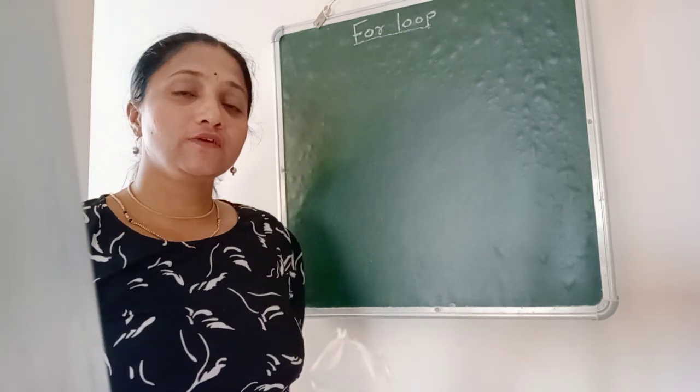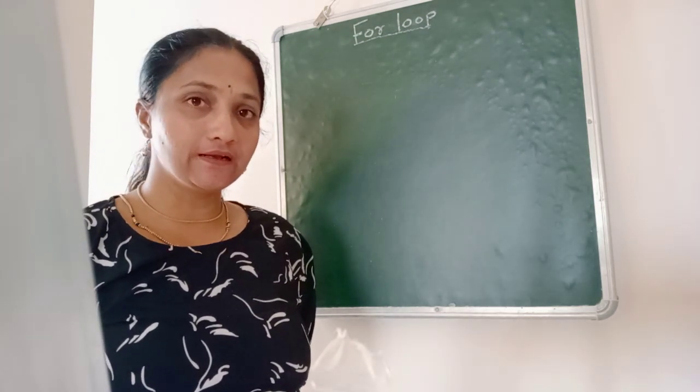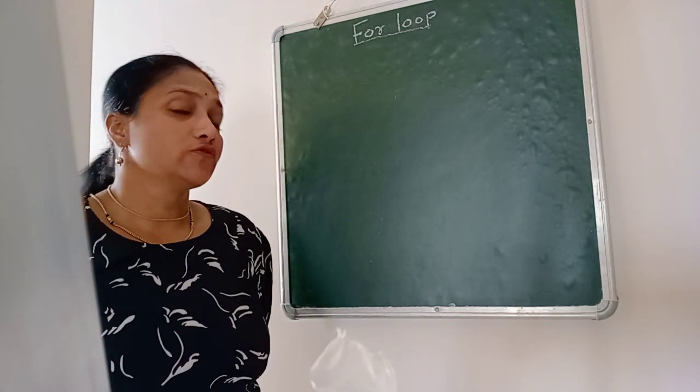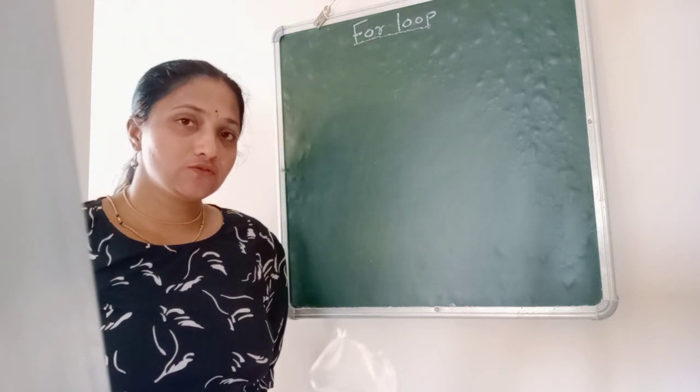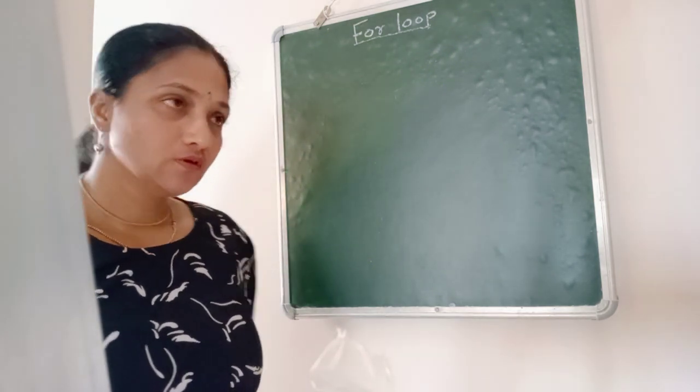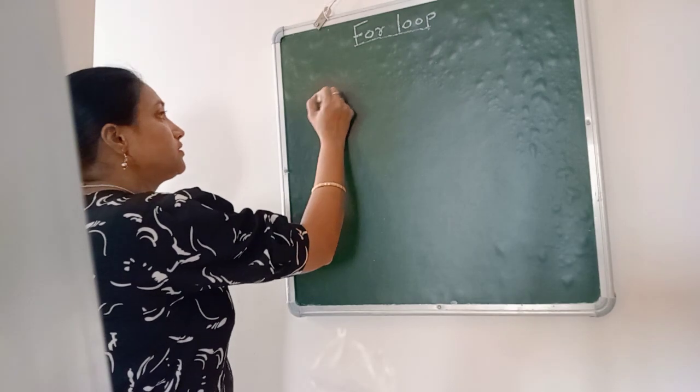In this video, we'll be seeing for loops in detail. How does it work? Why do we need loops? We'll see. Suppose you want to display numbers from 1 to 10 and you don't use loops, how will you display them? You will be writing printf statements 10 times.